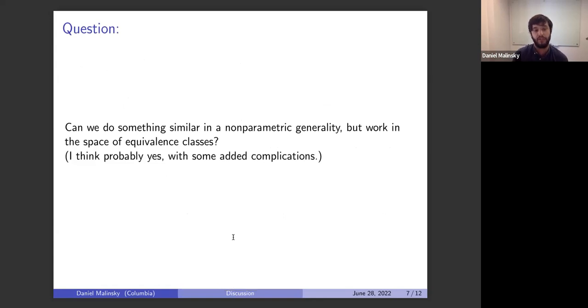So my first question to Sam and his co-authors is about whether we can do something similar in spirit, but in a non-parametric general way, working in the space of equivalence classes. Once we move away from these additive noise models and into non-parametric generality, we won't be able to have a unique identified DAG or the orderings that go with it, and so we have to start thinking in the space of equivalence classes. I think probably the answer is yes, but it's going to introduce some additional complications.